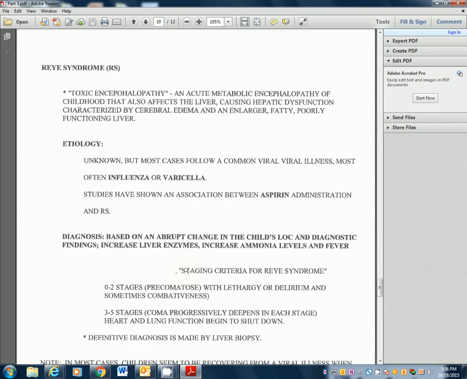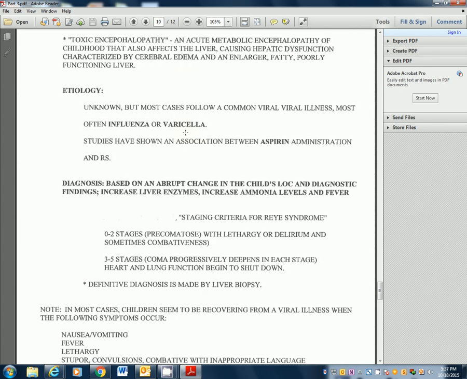Reye syndrome, and we already went over. We'll just hit some high points of it again, also known as toxic encephalopathy, or RS. It is an acute metabolic encephalopathy of childhood that affects the liver, causing hepatic dysfunction characterized by cerebral edema. So you've got an enlarged fatty functioning liver and cerebral edema. So you're talking about the brain and the liver being most affected.